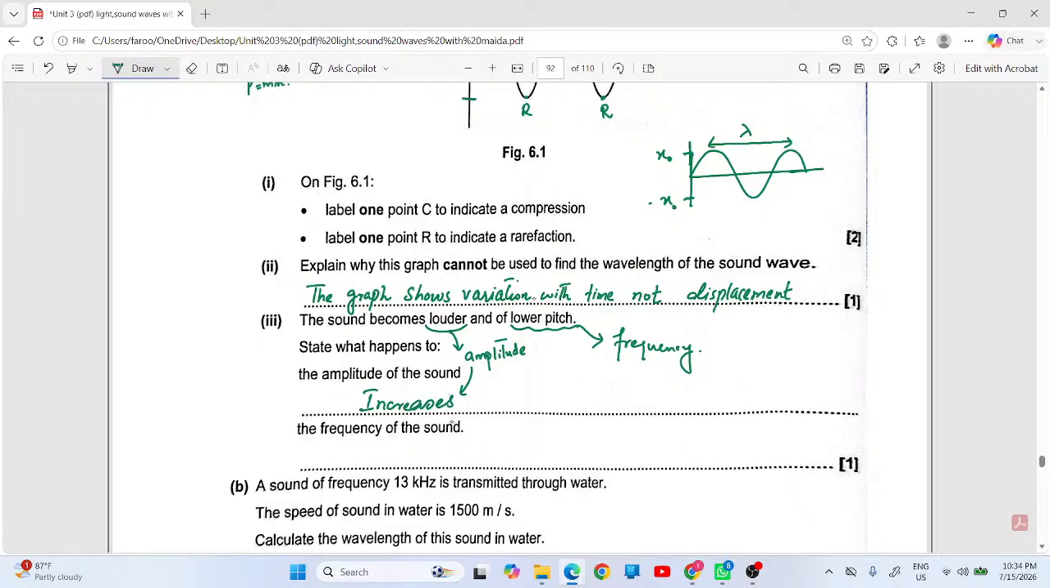The sound becomes louder and the frequency pitch decreases. Lower pitch means lower frequency. So frequency increases.